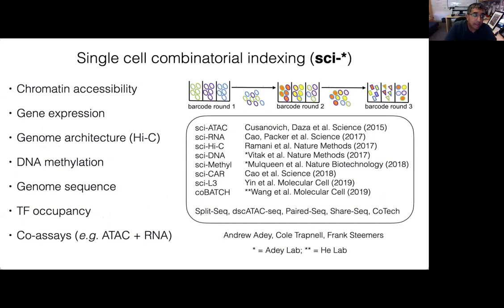And so it lends itself well to the adaptation of a variety of now conventional genomic methods to single cell profiling. And so this is just a list of the various methods that we, former trainees, or others in the field have now succeeded in adapting this combinatorial indexing paradigm to enable exponentially scalable single cell profiling.